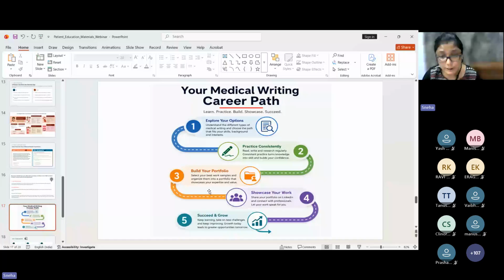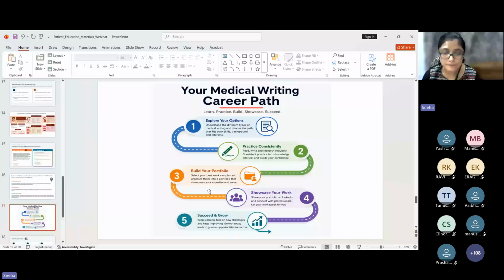Build your portfolio across diverse fields. Select your best work samples and organize them into a portfolio that showcases your expertise and your value. Now, showcase your work. Share your portfolio on LinkedIn and connect with professionals. Let your work speak for you. Then succeed and grow. Keep learning, take on new challenges, and keep improving. Growth today leads to greater opportunities tomorrow.